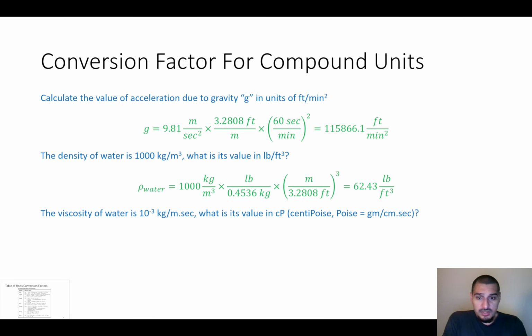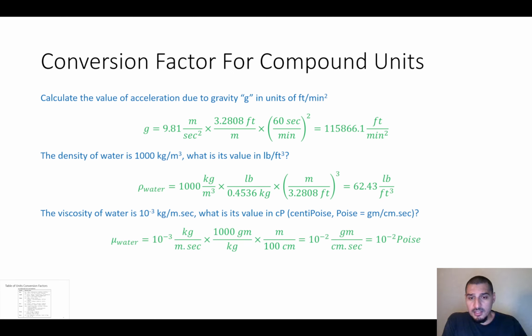So the conversion of units is going to be done for each one of the units separately. We are converting kilogram into gram, so I'm multiplying by 1000 gram over kilogram. For the meter, I multiply by meter over 100 centimeters. So now the kilograms cancelled, meters cancelled. Of course, it's 10 power minus 3 multiplied by 1000, and 1 divided by 100. It's 10 power minus 2 gram per centimeter second, which is 10 power minus 2 poise.